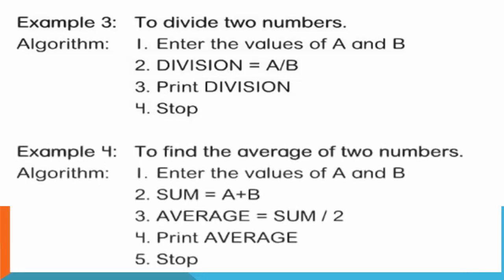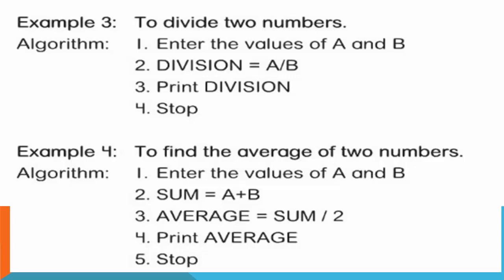Another example, an algorithm to find the average of two numbers. First of all, again we are going to enter the values of A and B. A and B are variables. Sum is a variable, average is a variable. So first of all we are going to assign values to the variables A and B. Then we will assign the value of A plus B to the variable sum. So SUM equal to A plus B.